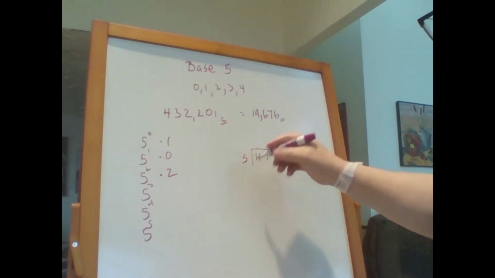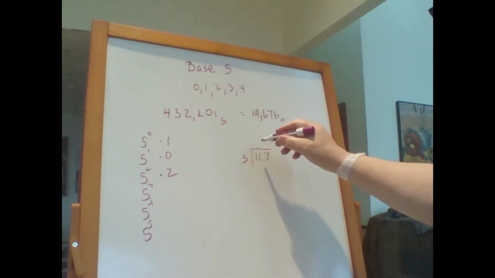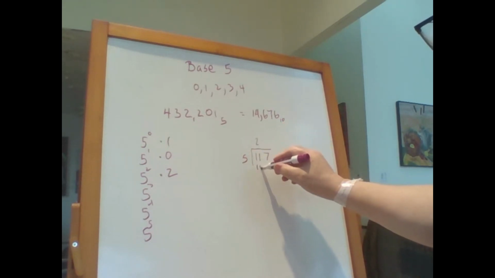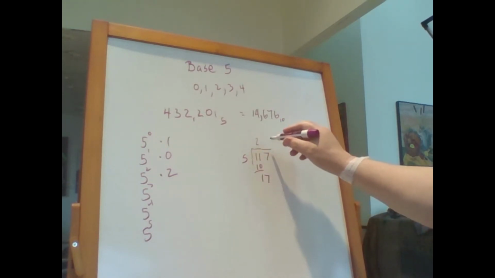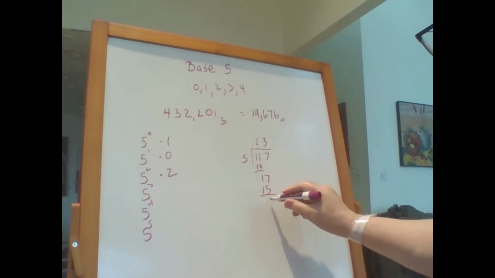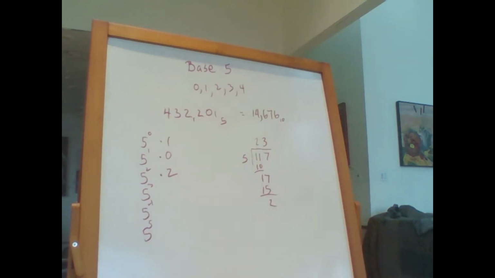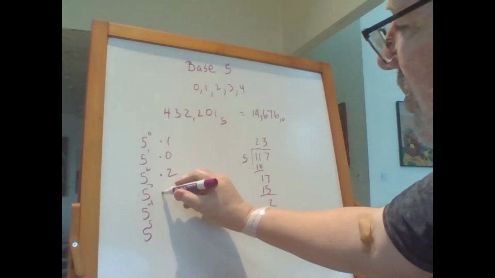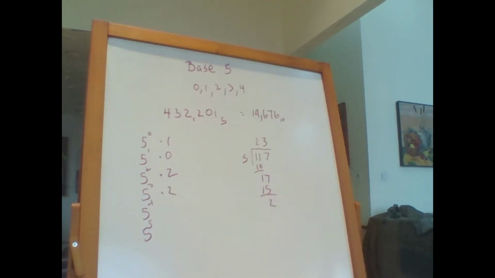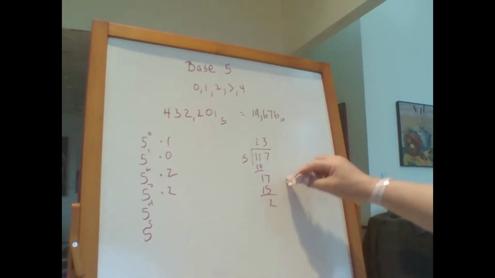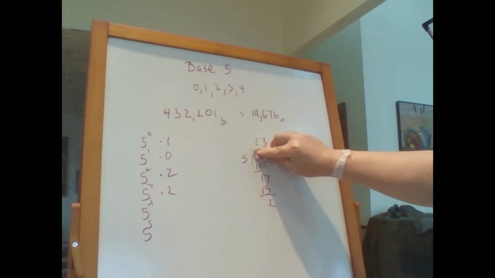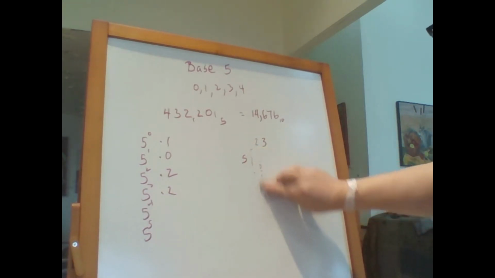We just keep doing this until we have nothing left. So that's 2, 10, 11, 17. That's 3, 15, 2. That's our remainder. So the remainder we put there. And we keep doing this.